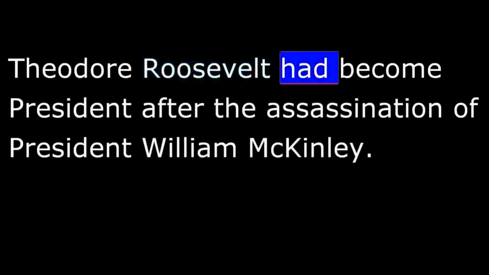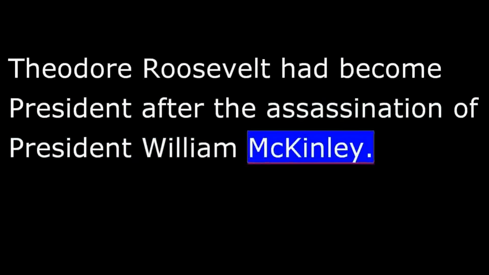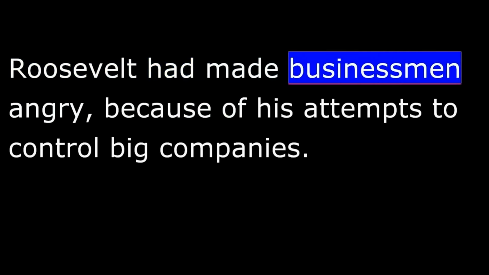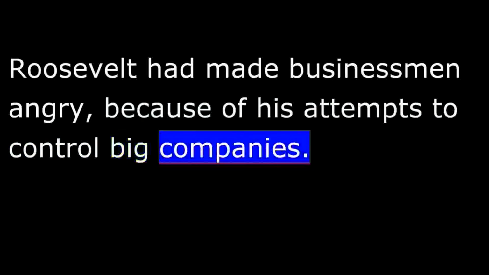Theodore Roosevelt had become president after the assassination of President William McKinley. He completed the last 3 years of McKinley's term. Then he was ready to be elected in his own right. Republican Party leaders, however, were not so sure. Roosevelt had made businessmen angry because of his attempts to control big companies. But he made voters happy because of his fight for social reforms.